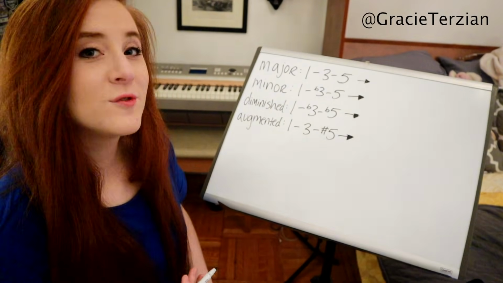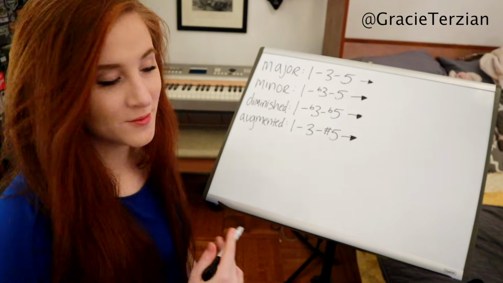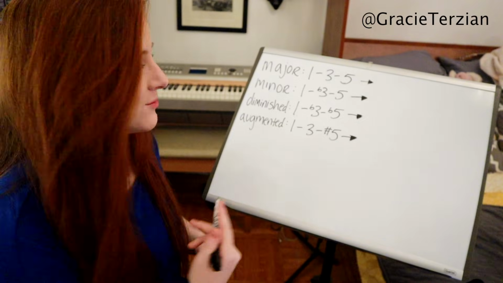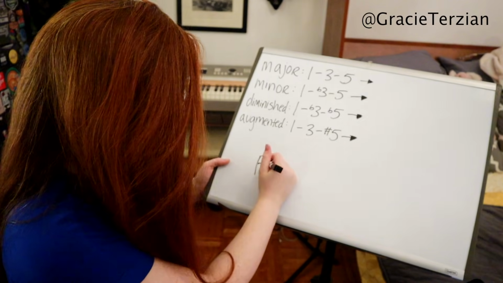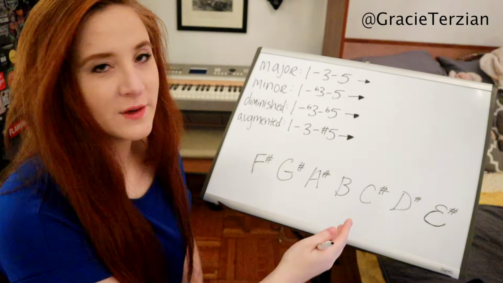Let's say I want to find an F sharp major chord, F sharp minor chord, F sharp diminished chord, and an F sharp augmented chord. So first, what's our F sharp major scale? So this is our F sharp major scale.